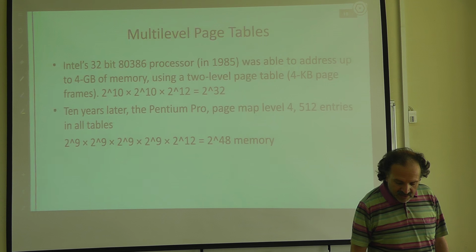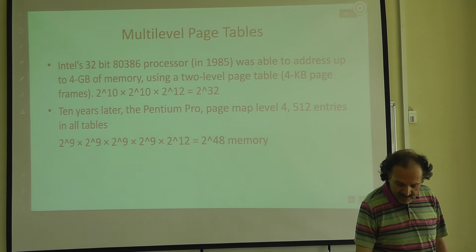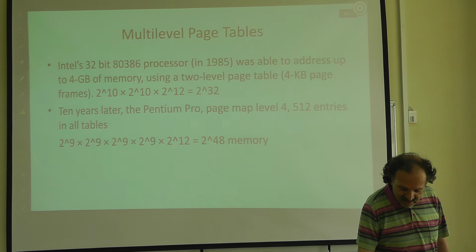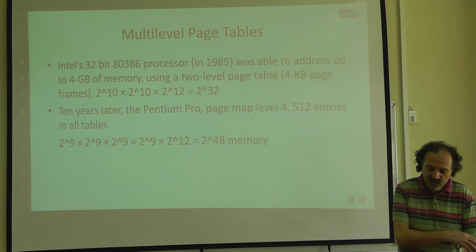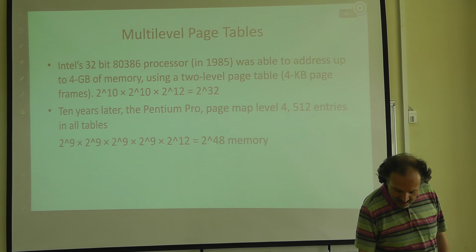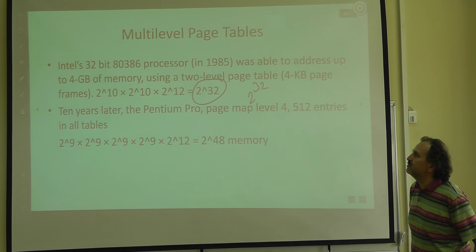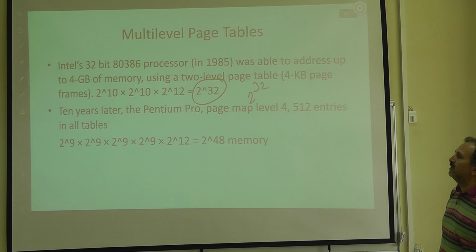Then I have this many pages, 1024 pages, and I have this many pages, and this is the size of the page frames. If you multiply them, this would be the address space. So I can address 2 to the power 32 bytes using this kind of a two-level page table structure. This is like 4 gigabytes of memory. 4 gigabytes of what? Physical or virtual?